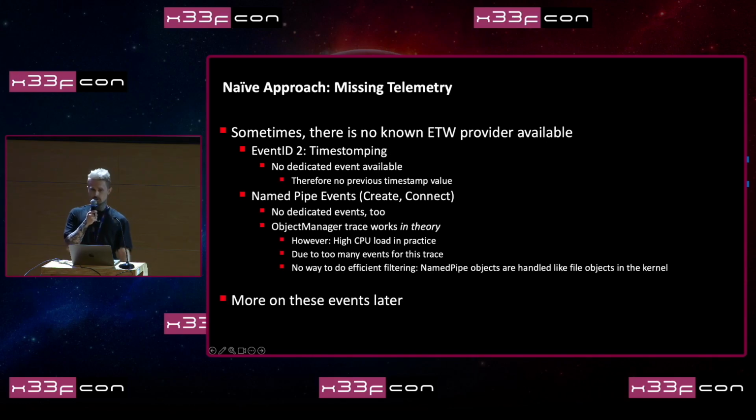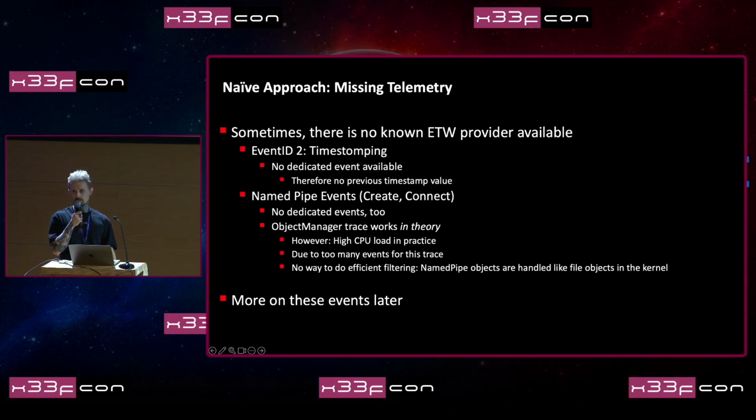And missing telemetry, for example, there's Sysmon event ID number 2. I've called it time stomping. It's happening if someone changes the file creation date to an old timestamp, for example, and there's basically no event that you can use to create such an event from ETW.